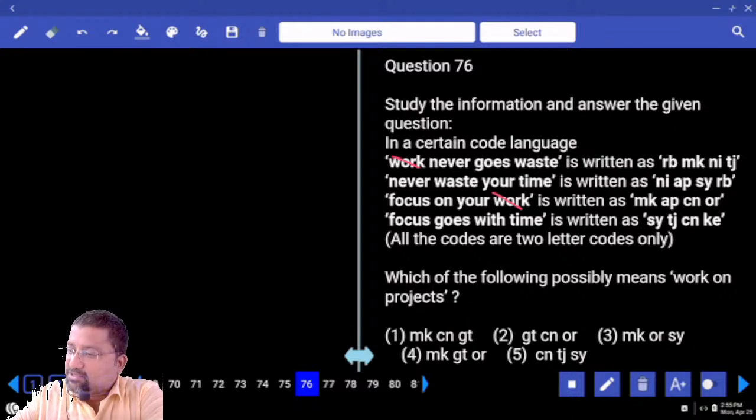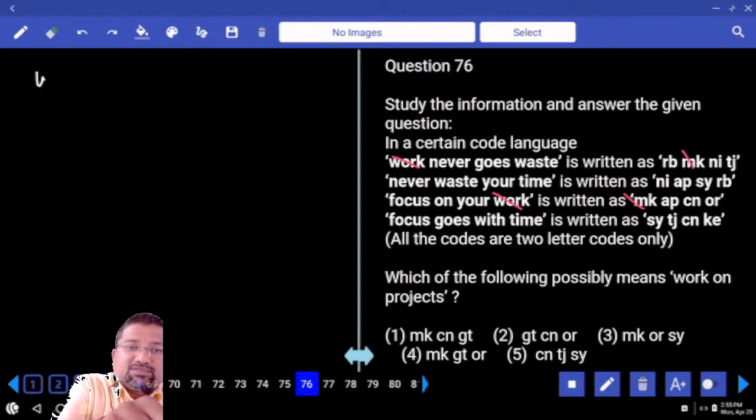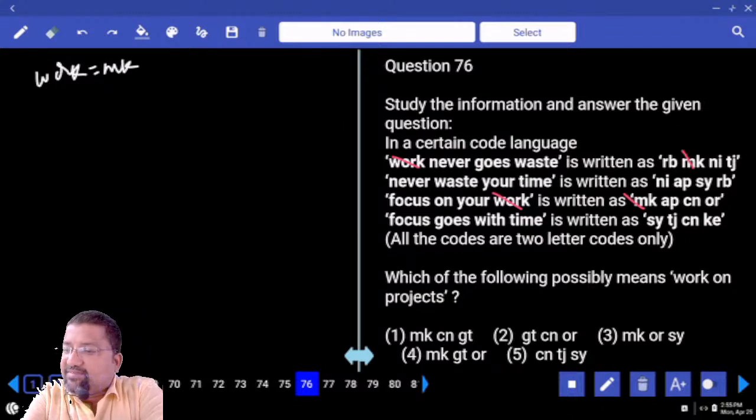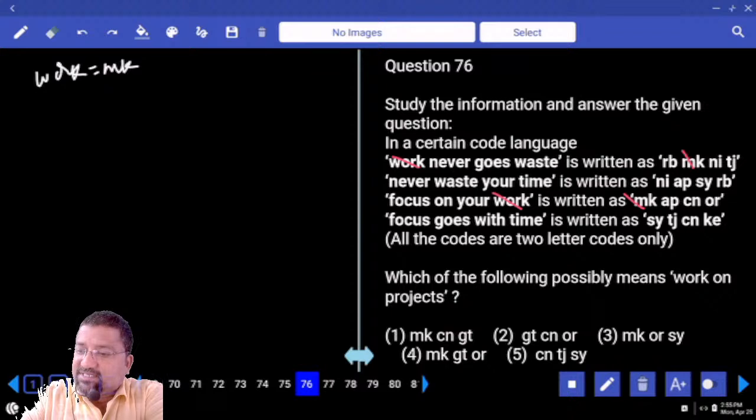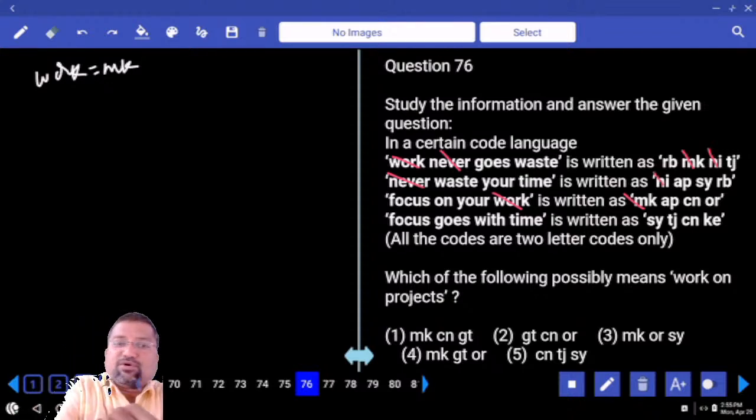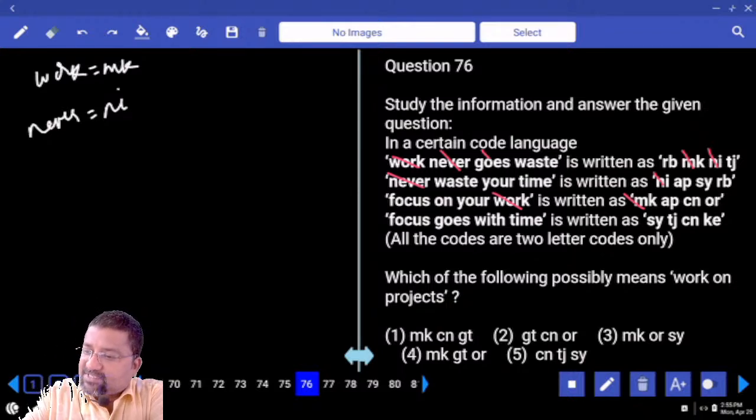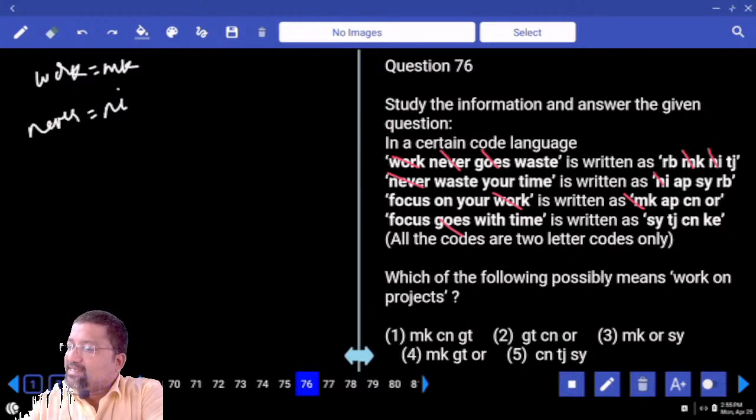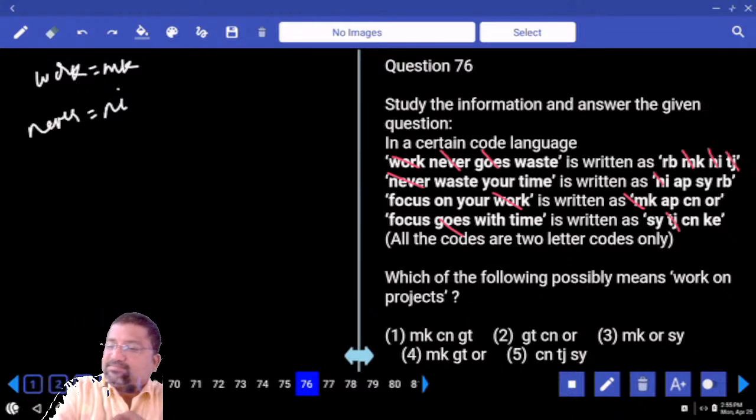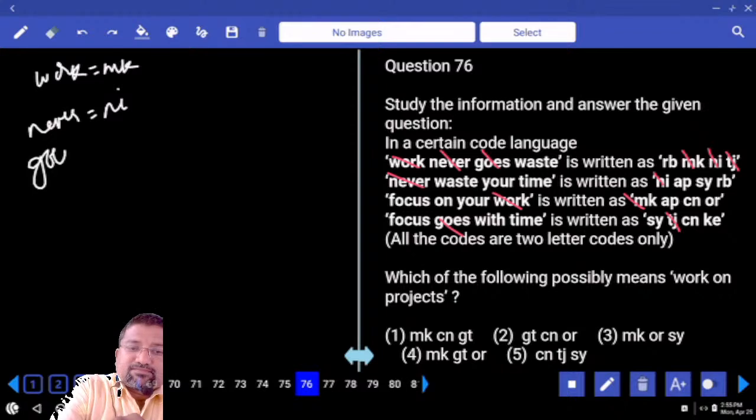What is that one code that is common? MK. So this work is equal to MK. Do you see never? Yes. I see never in first and second. Is never the only word common? If never is the only word common, on the right side also I have only one code common. So never is equal to what? Goes, first to last. RB or TJ, not TJ. Goes equals TJ.